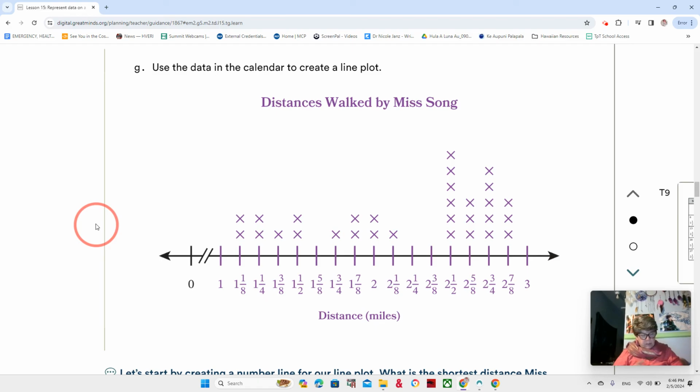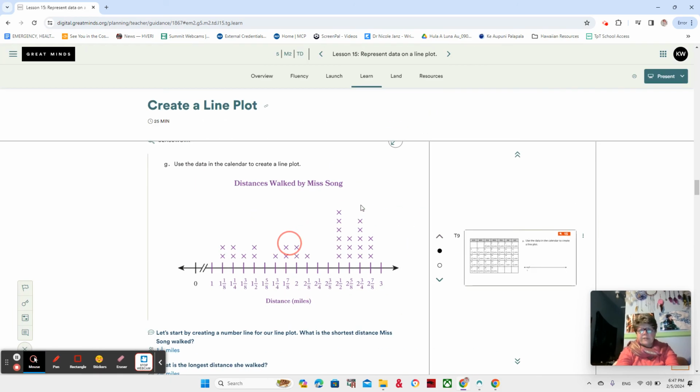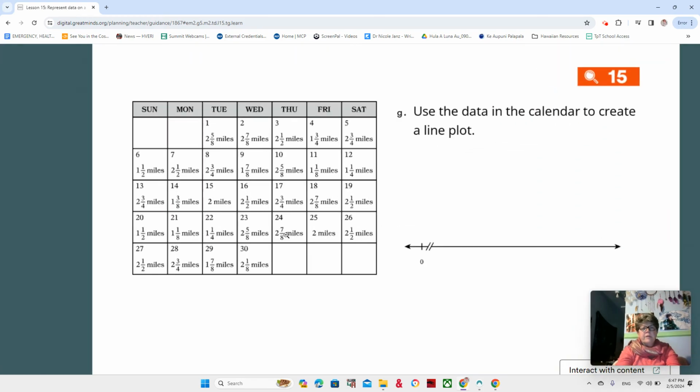How many miles did she walk on the third Saturday of the month? All right, well, for that one, do we have that data here? No, because this data is just listed by distances, right? And they're actually in order. So we don't know the third Saturday of the month. So we've got to go back to our data, right? I'm having a little trouble with my tools over here, but let's see if we can go to the data. There we go. Third Saturday, 2.5 miles. So we can see on the third Saturday, she walked 2.5 miles.